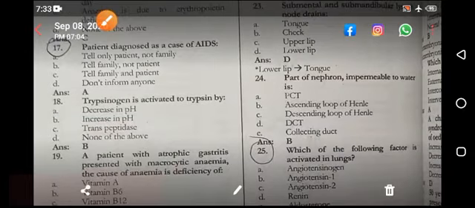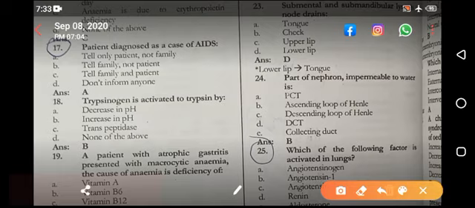The part of the nephron impermeable to water is your ascending loop of Henle, and that is permeable to sodium chloride and potassium.